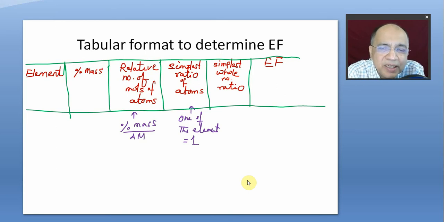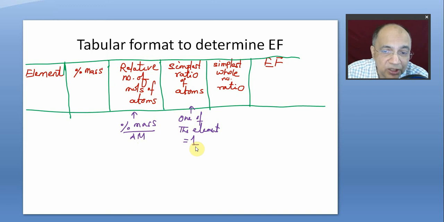So it is always handy, if there are a number of elements and the analysis has been done, to solve these types of problems in a tabular format. Make a table. Element: what are the elements present? And its percentage mass, the experimentally determined mass percent composition, right? And this is the relative number of moles of atoms that is obtained as we did just now, percentage mass divided by the respective atomic mass. So once you divide the mass by the molar mass, that will give you the number of moles. And then we have to make the simplest ratio.